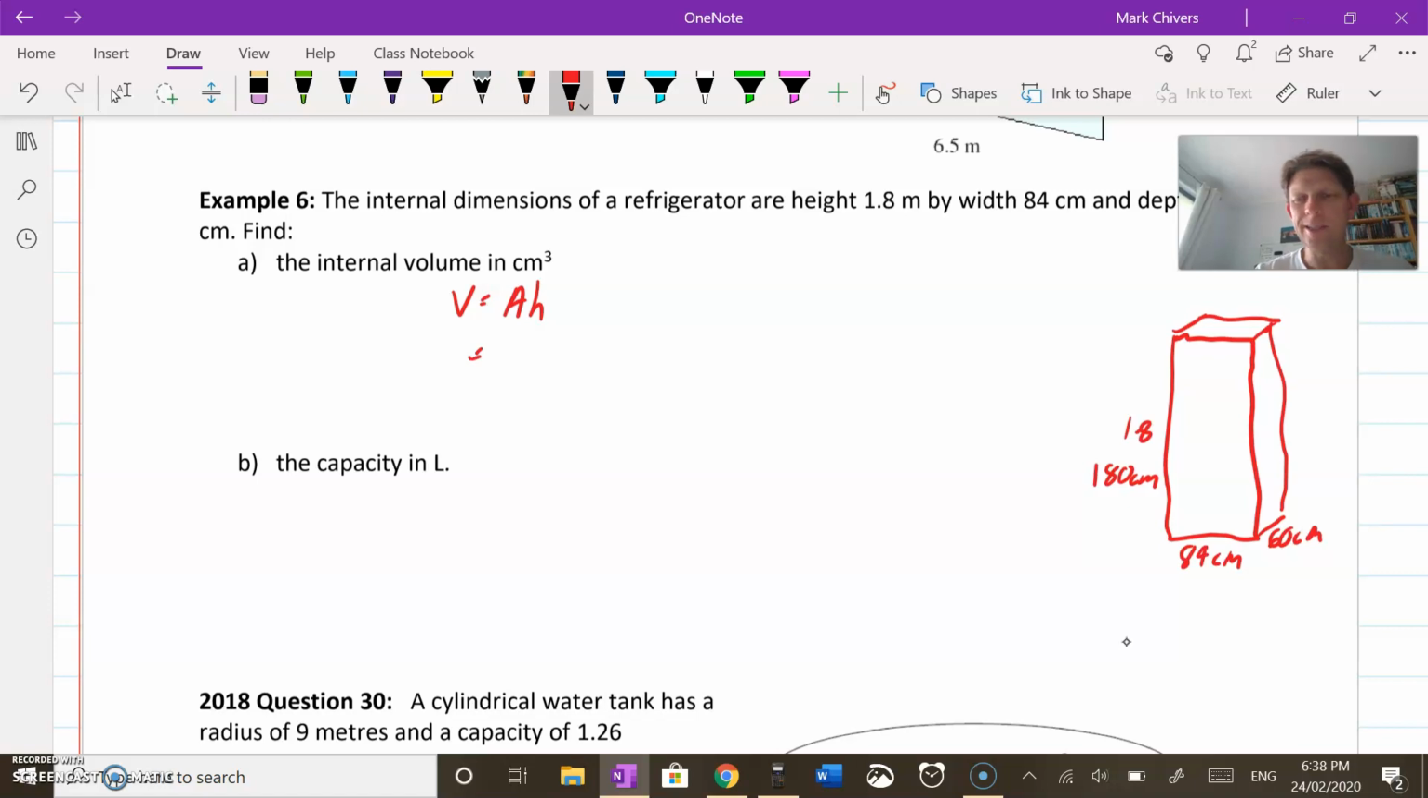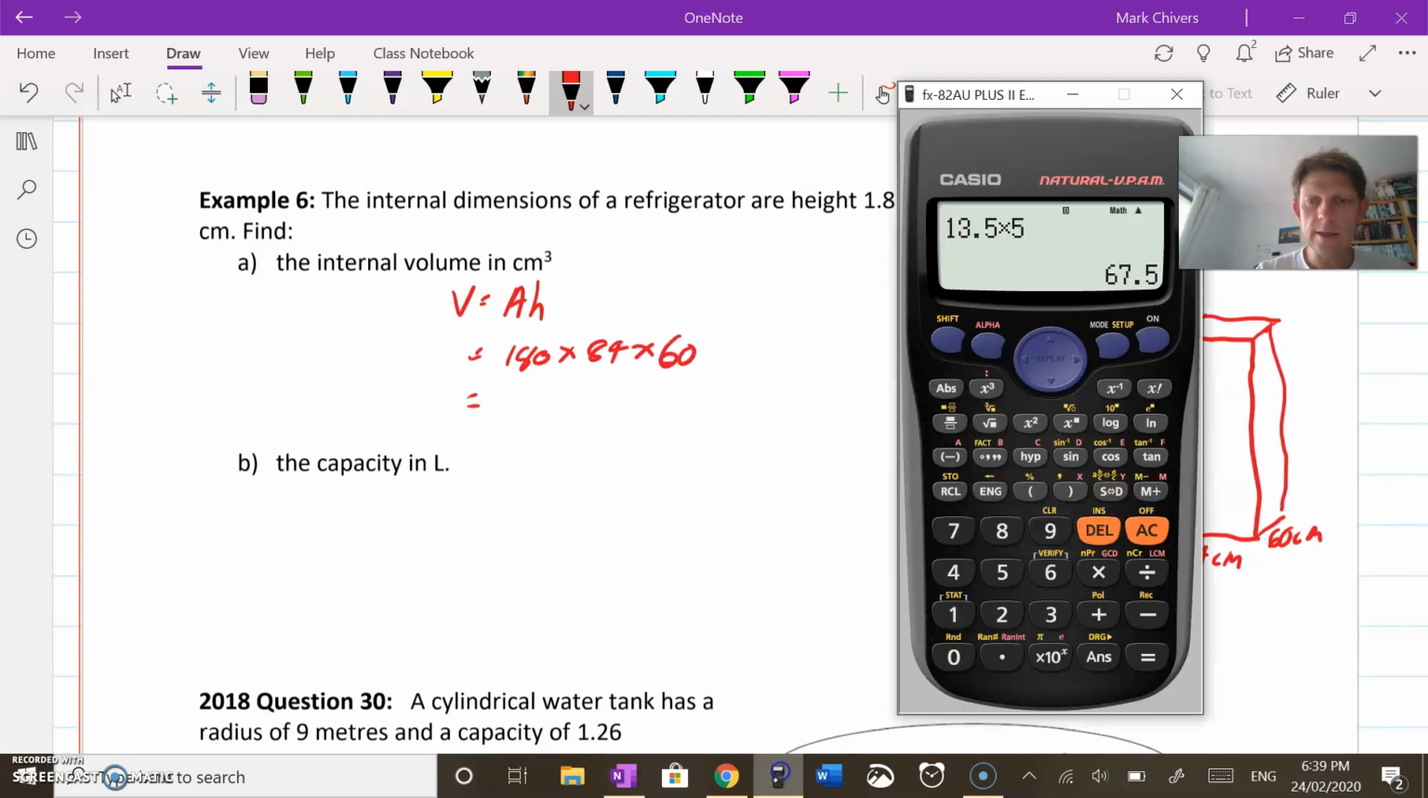Being a rectangular prism, it doesn't really matter what we call the base, but I'm going to call the front door of the fridge the base. And that's just going to be length times width. So I'm actually just going to have 180 times 84 times 60. And that's going to give me the volume in centimetres cubed, which is what the question's asked me for.